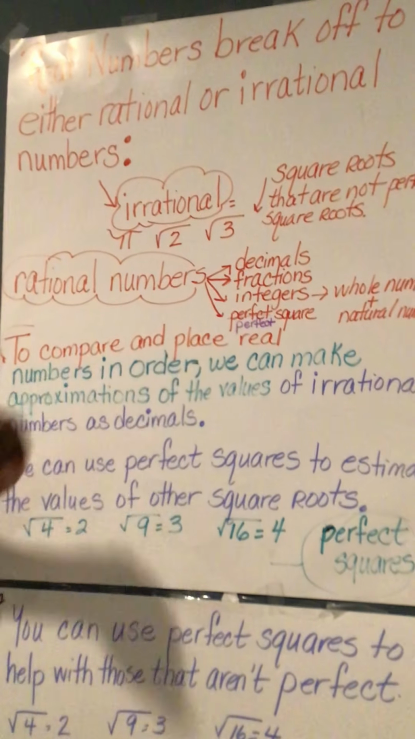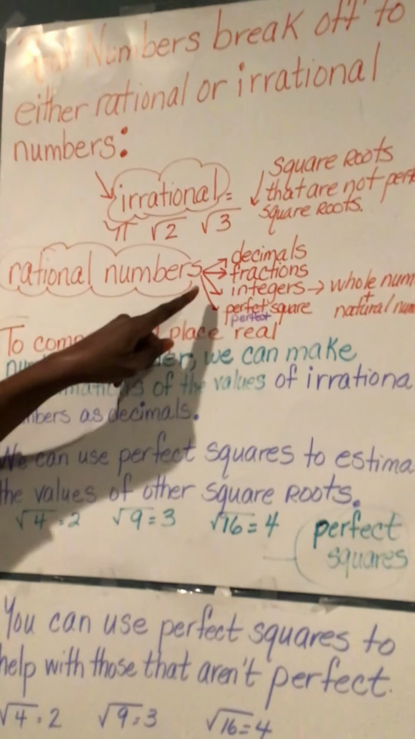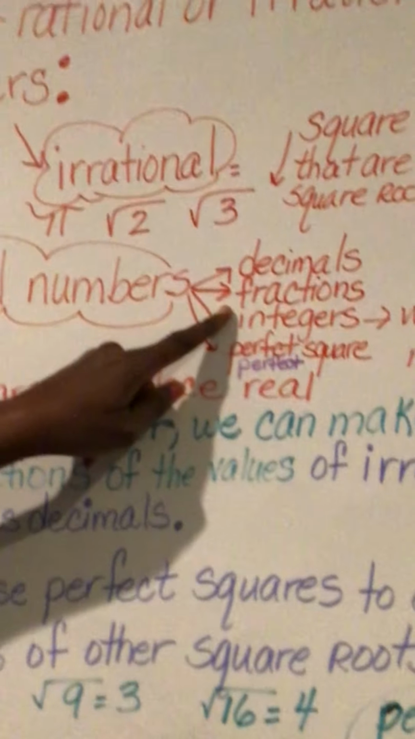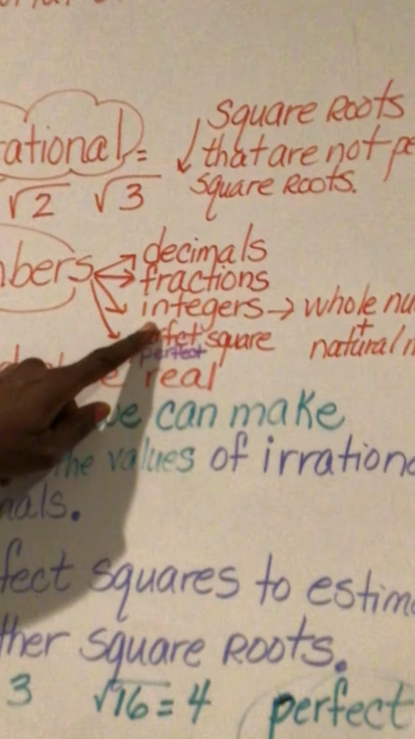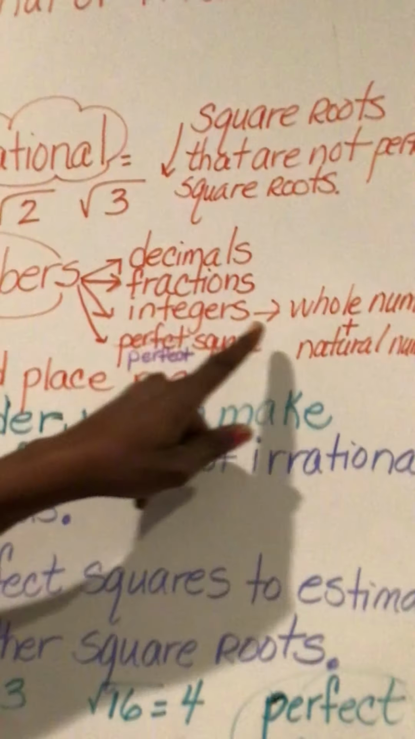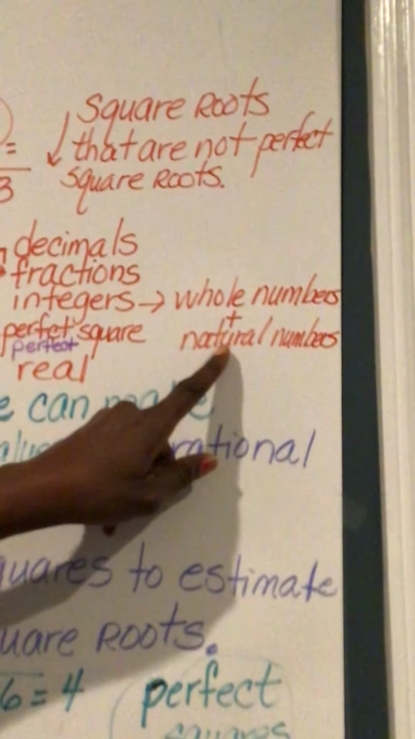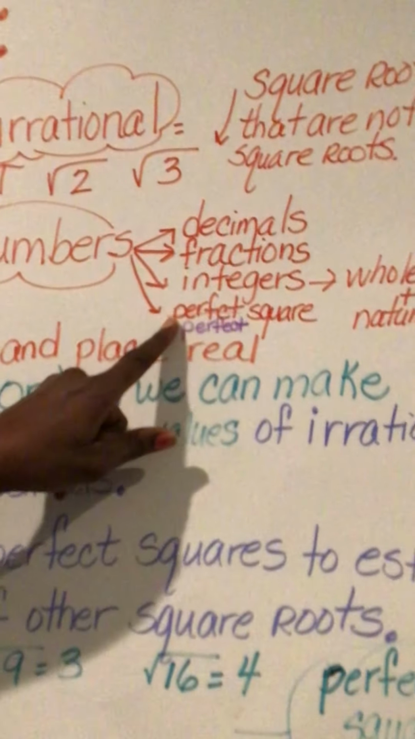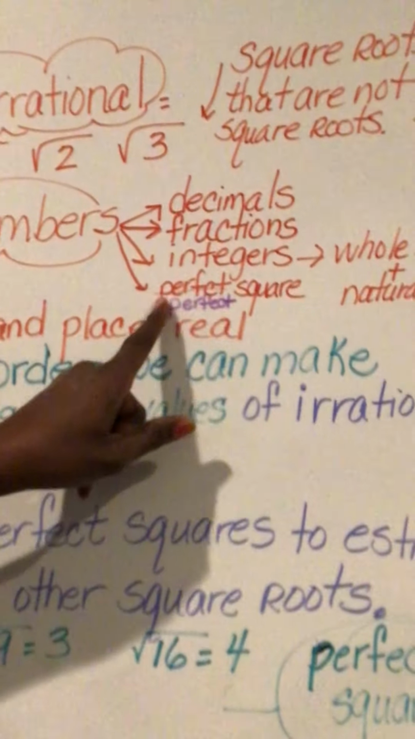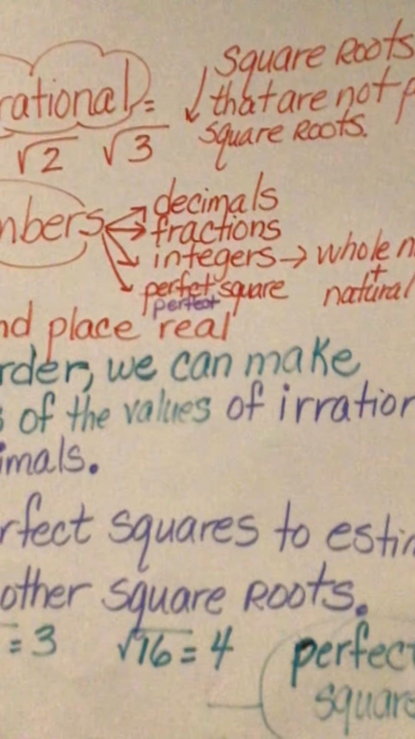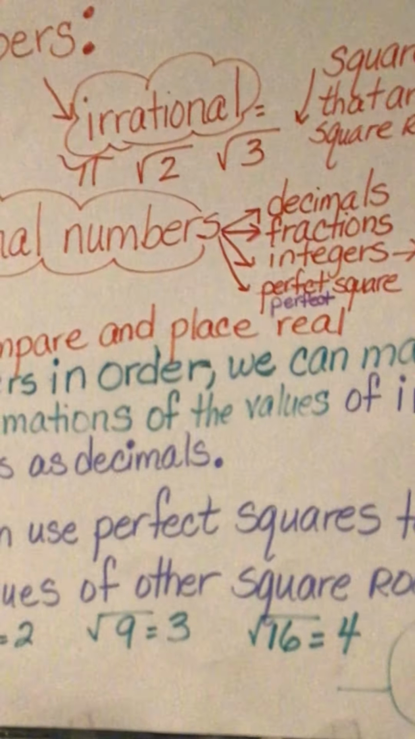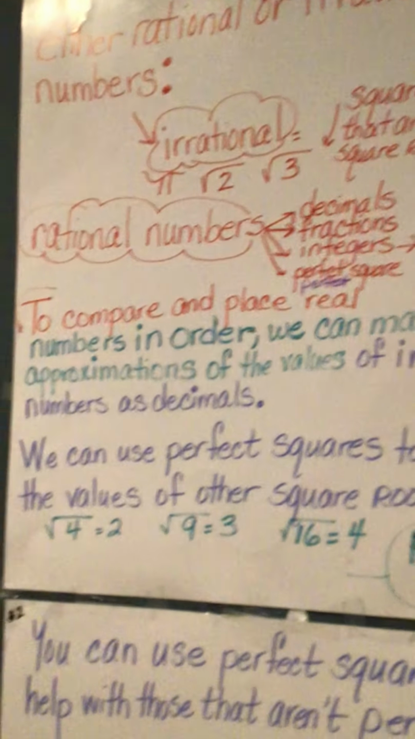Rational numbers. I spent some time on Friday explaining that the rational numbers are decimals, fractions, integers. And integers either can be whole numbers and they can be natural numbers. Perfect squares. Perfect squares are also rational numbers. Now, today we want to move into comparing them.